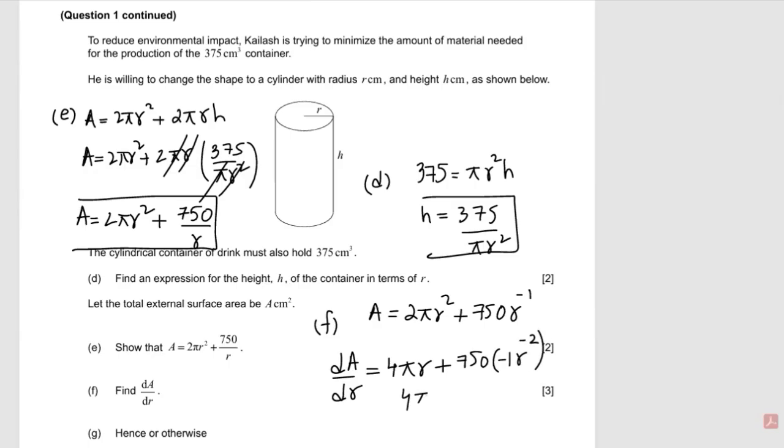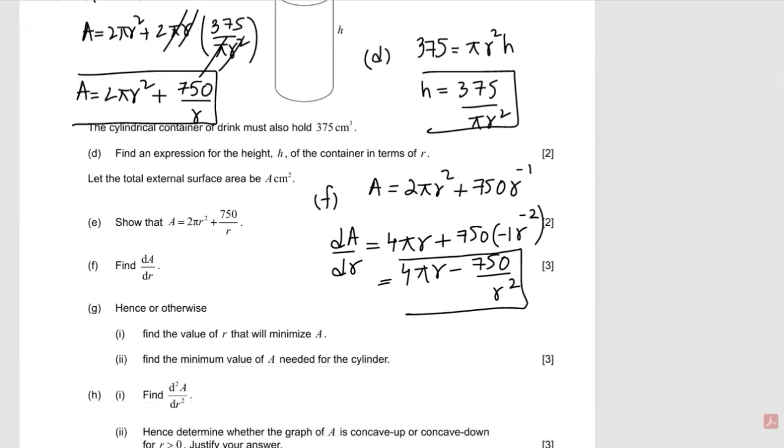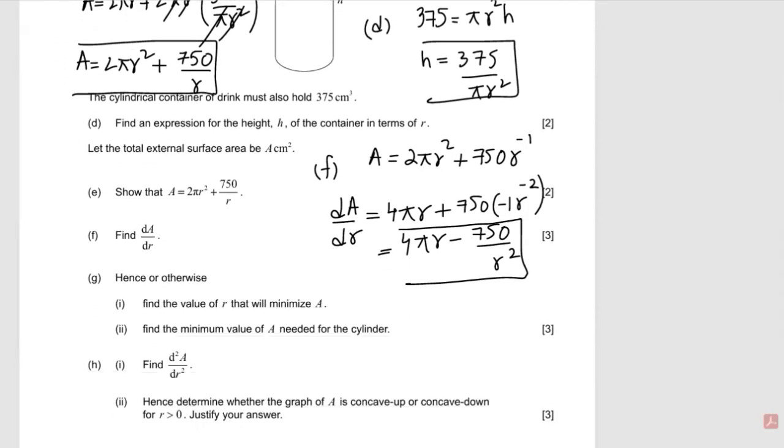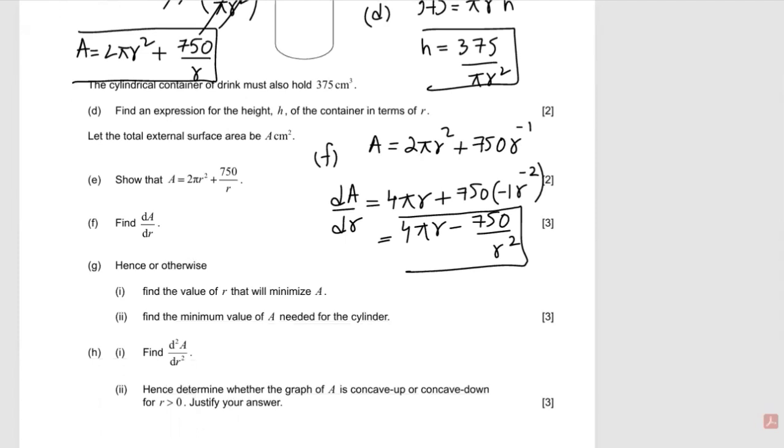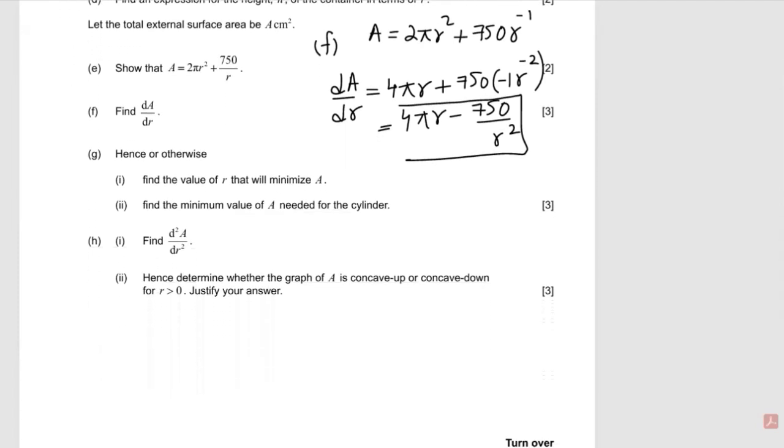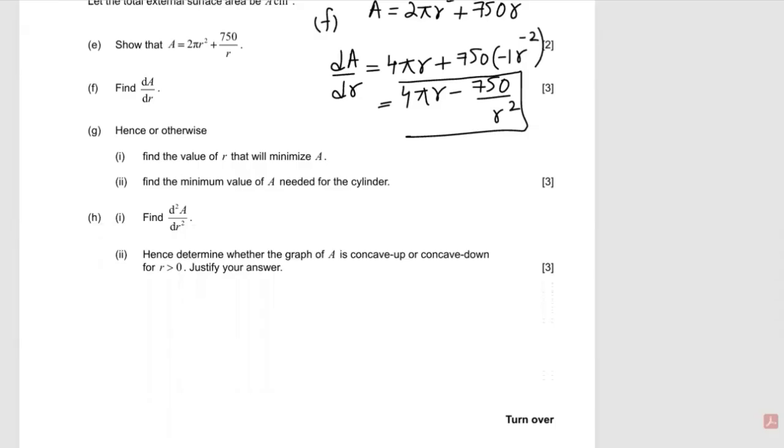Which I can obviously write like this: minus 750 over r squared. It doesn't matter. You can leave your answer as a negative index, but I usually write it as a positive index, right? Hence or otherwise, let's move on. They're saying find the value of r that will minimize A. So this is now the calculus stationary value question. So how do you solve these stationary value questions?